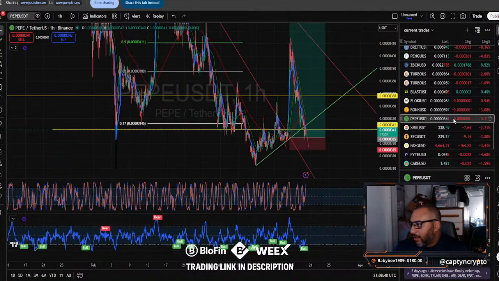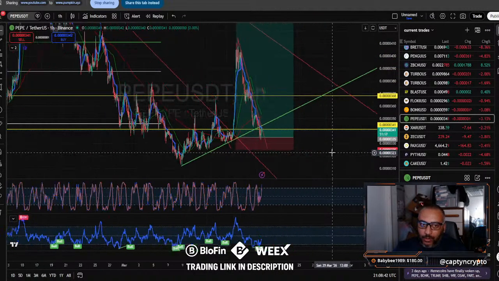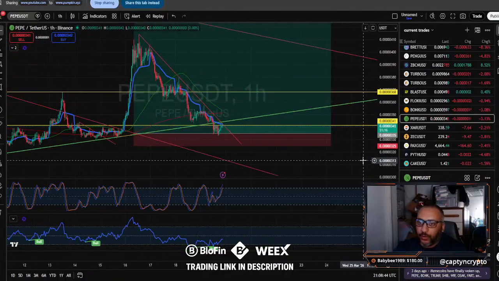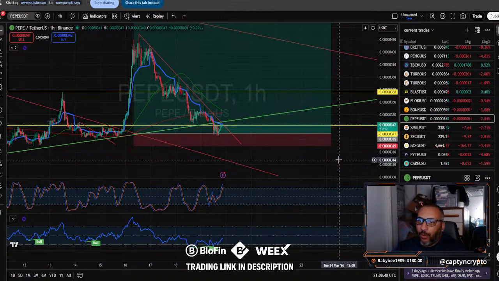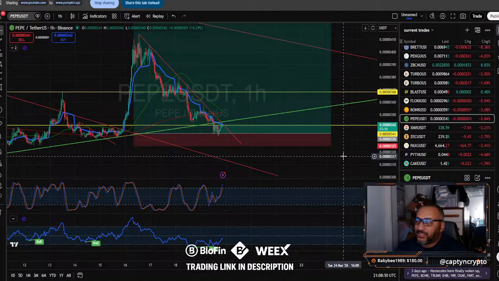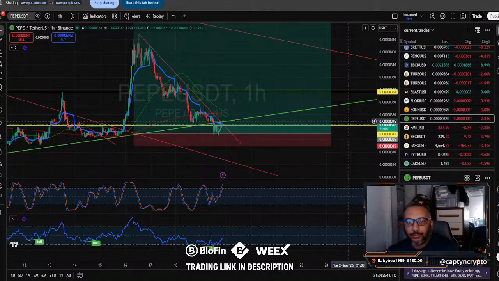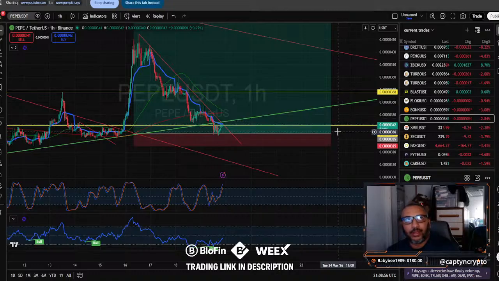Right now, we just closed a 4-hour candle. That's normally when I like to trade, within an hour after a 4-hour candle close, just to see what direction the market's going or if the market's about to flip. I like to check it at around 9 a.m. Pacific Standard Time. I also like to check it at 1 p.m., as well as around the new day.